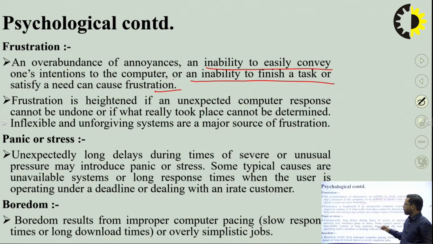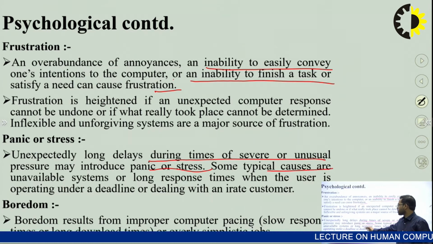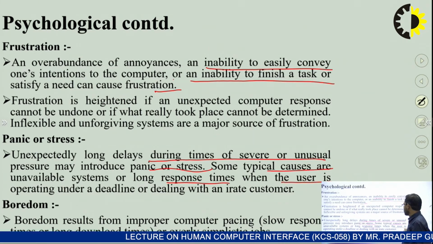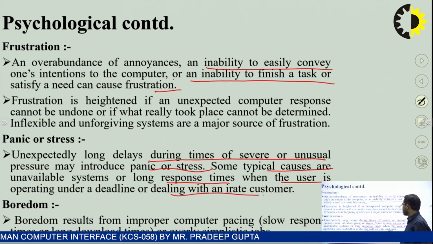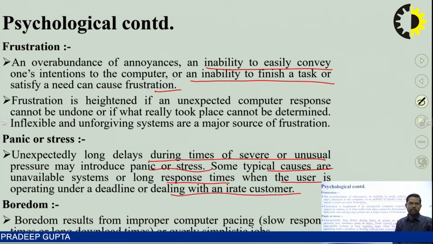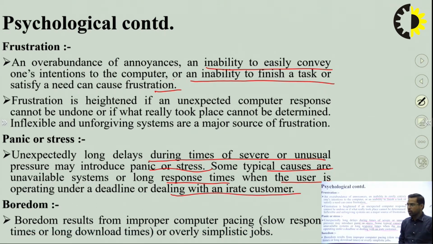Panic or stress: long delays during times of severe or unusual pressure introduce panic or stress. Some typical causes are an unavailable system, or a long response time when the user is operating under a deadline or dealing with irritated customers. So that creates panic or stress. Boredom: if your interface is not working properly, you create boredom on the user's side. Okay.